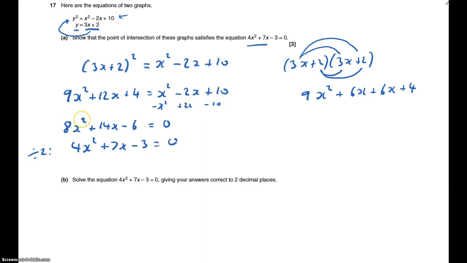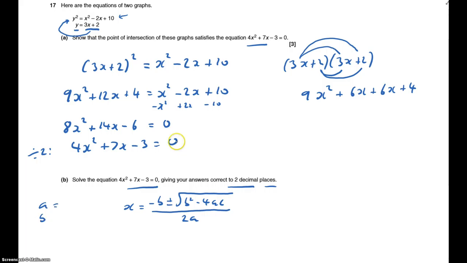Second part says give your answers. So I'll solve that equation, giving your answers correct to 2 decimal places, where it says calculator paper, and it gives me a clue that it won't factorise, so I'm going to have to use the formula. And the formula is x equals minus b plus or minus the square root of b squared minus 4ac all over 2a. If you can't remember that, it's on the formula sheet. I now need to substitute it in. a equals 4, b equals 7, and c equals negative 3.